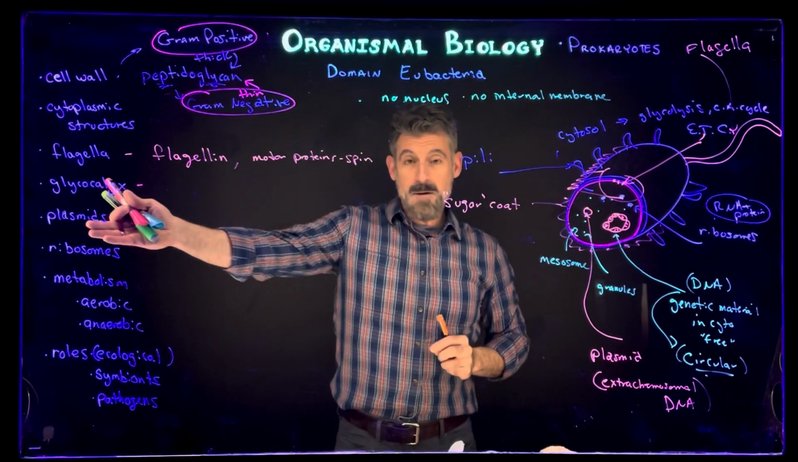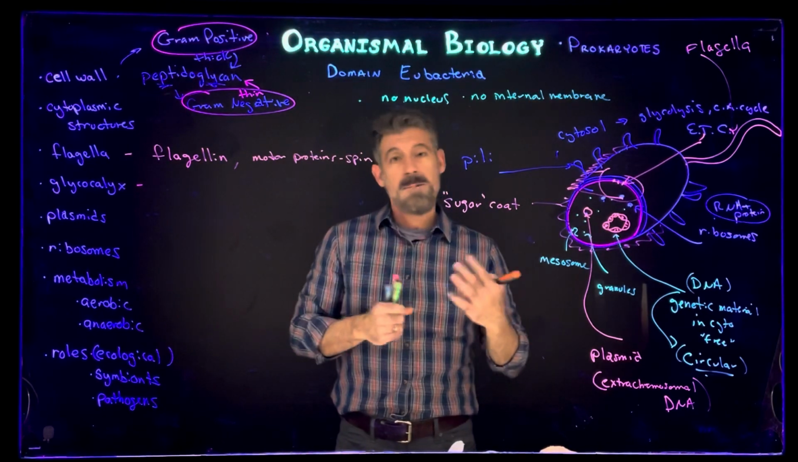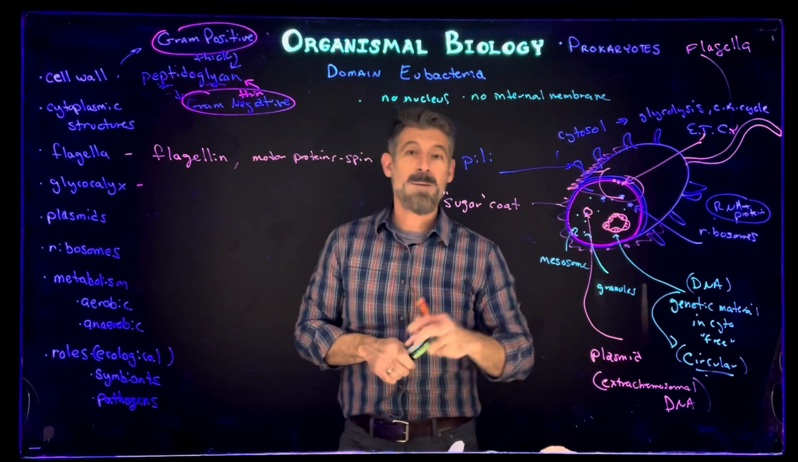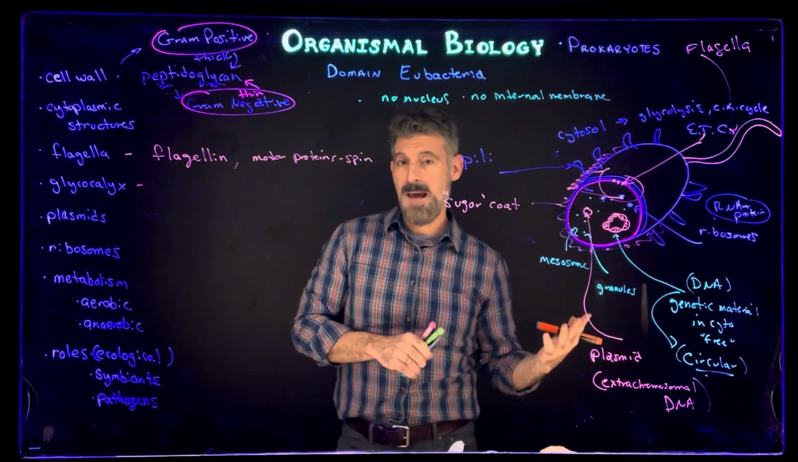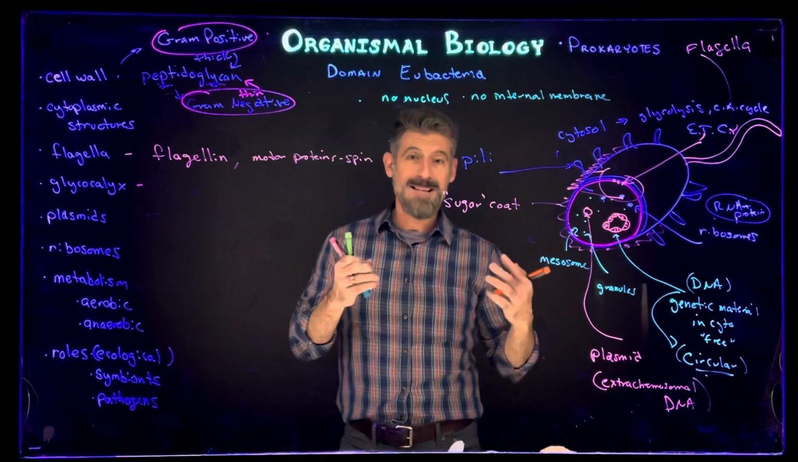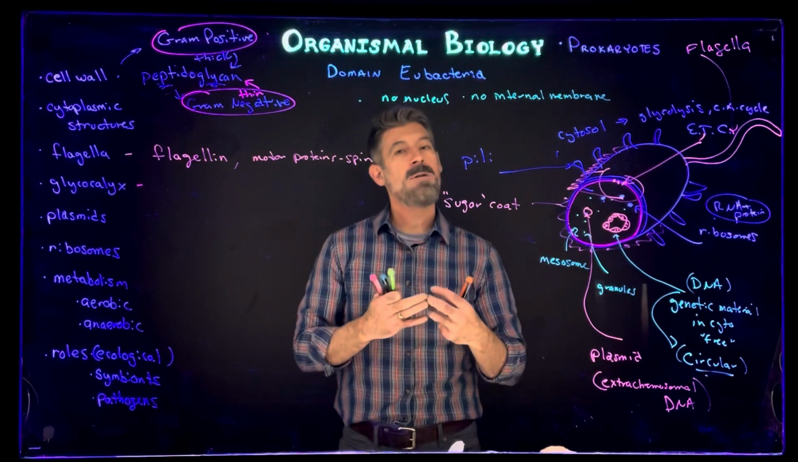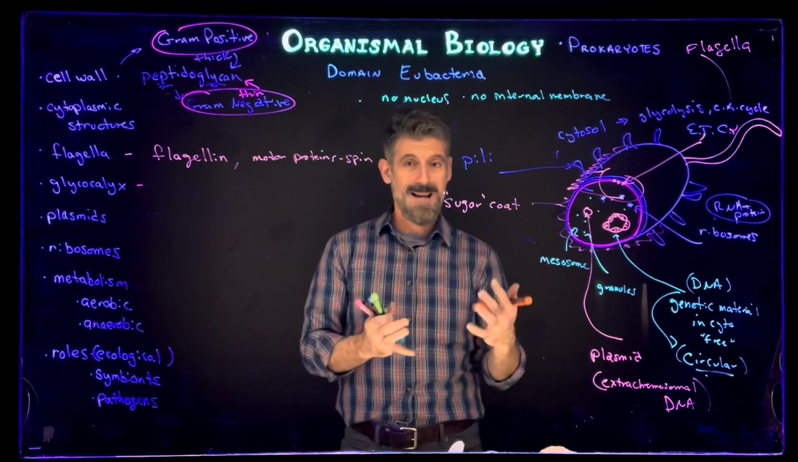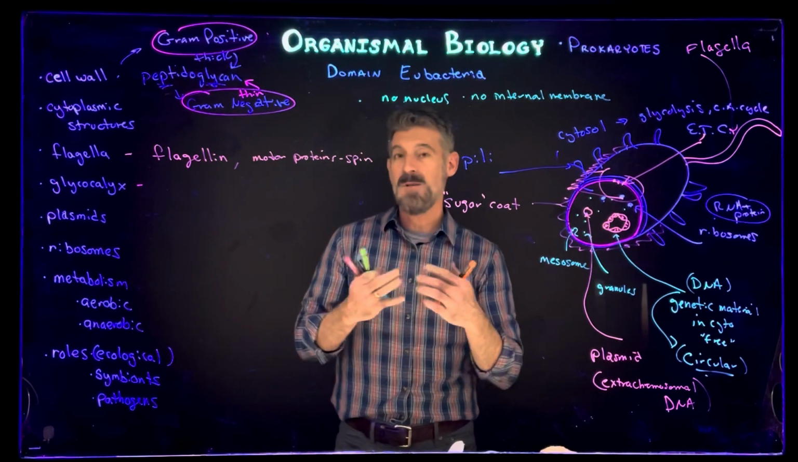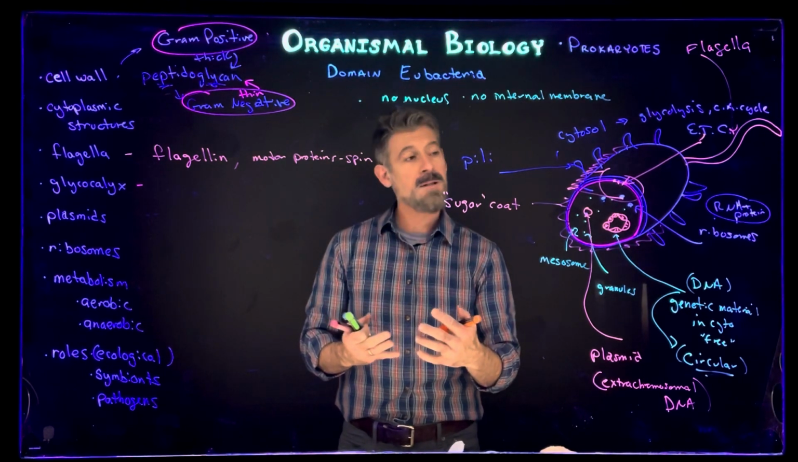Typically referred to as a glycocalyx. So it can be organized into a variety of different ways. It could be highly organized into a capsule. It could be completely disorganized into something called a slime coat. It could be used for a variety of different things. Sometimes it protects the bacteria. Sometimes it helps the bacteria stick to certain things.